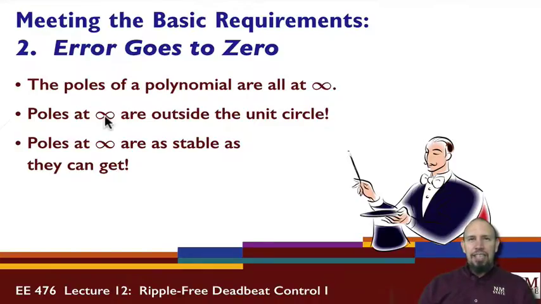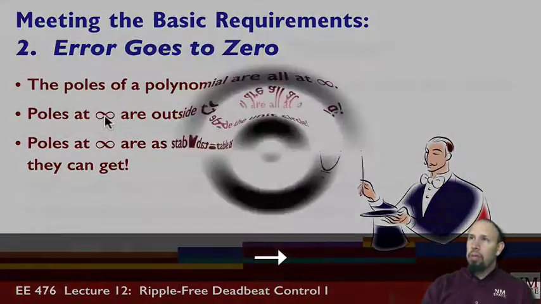They're as stable as they can get. So have we made the system stable? Yes, we've made the system stable. In fact, we've put the poles out at infinity. They're as stable as they can get. So we've really done a good thing here. So that's the second basic requirement.